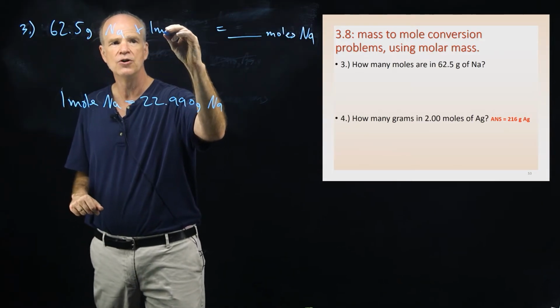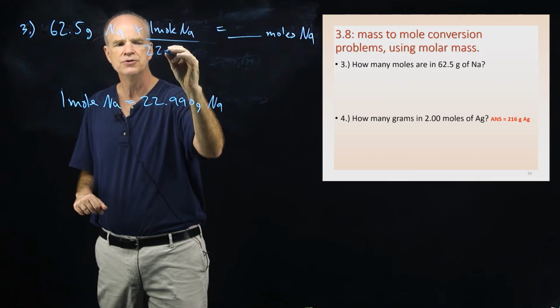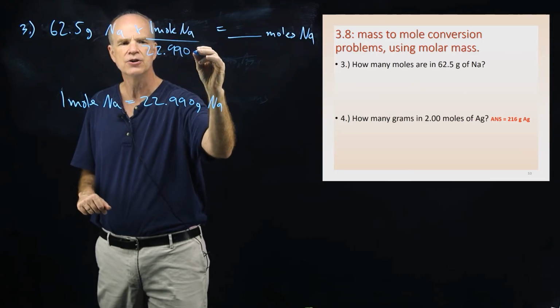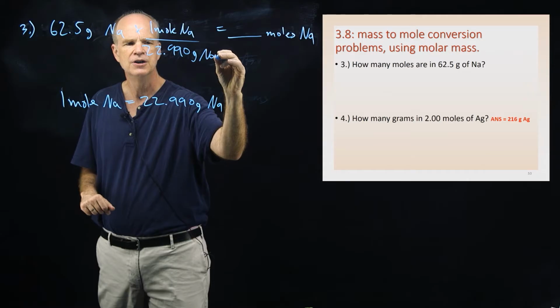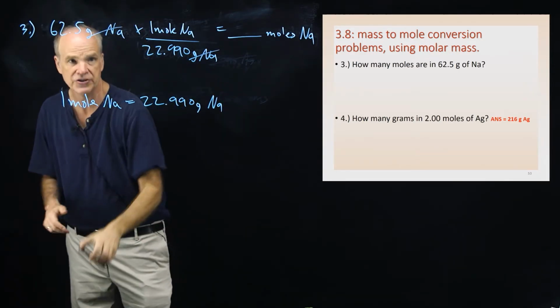So it's going to be times 1 mole of sodium over 22.990 grams of sodium. So grams of sodium cancel, and so we should get an answer in moles. So let me quickly work this out on my calculator.